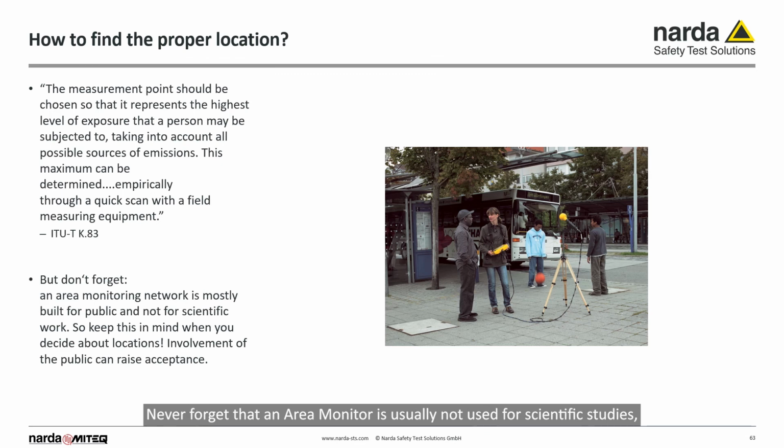Never forget that an area monitor is usually not used for scientific studies, but is there to inform members of the public about the actual level of radiation present. Involving the public in the choice of location is a further factor that can raise the level of acceptance for such a measuring system.